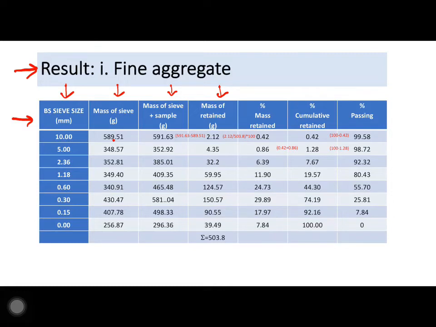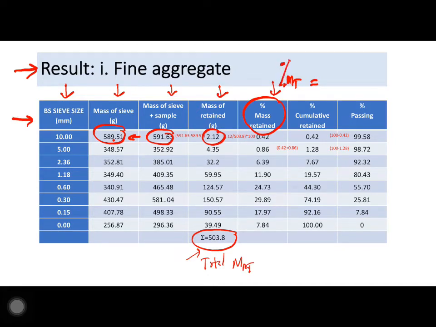And how to determine the mass retained? So mass retained can be determined by, you need to sum the specimen. So this is the mass retained. So the mass retained can be determined by this specimen minus this mass of pan. So you will get 2.12 for this example. And then you need to get the percentage mass retained here. Percentage mass retained can be determined by, you need to get what is the total of the mass retained here. So the percentage mass retained is x divided by summation mass retained total times 100.